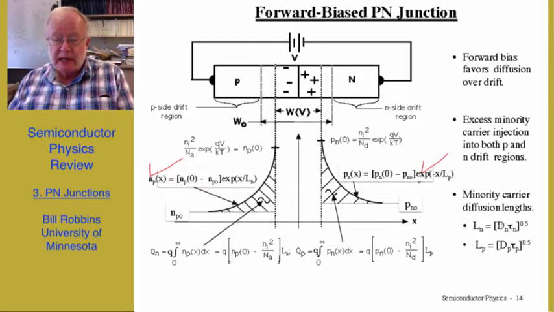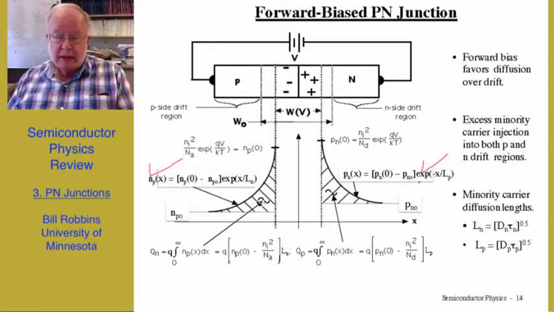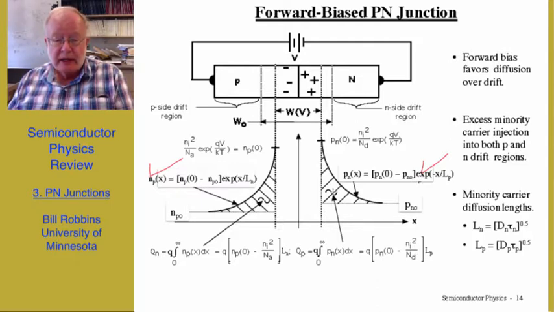For electrons on the p-type side, L sub n, that length is given by the square root of the product, the diffusion constant for electrons times the excess carrier lifetime for electrons, and a similar expression for the holes on the n-type side. The shaded area that I am showing here is the total number of excess electrons on the p-type side, and the shaded area here is the excess carriers on the n-type side.